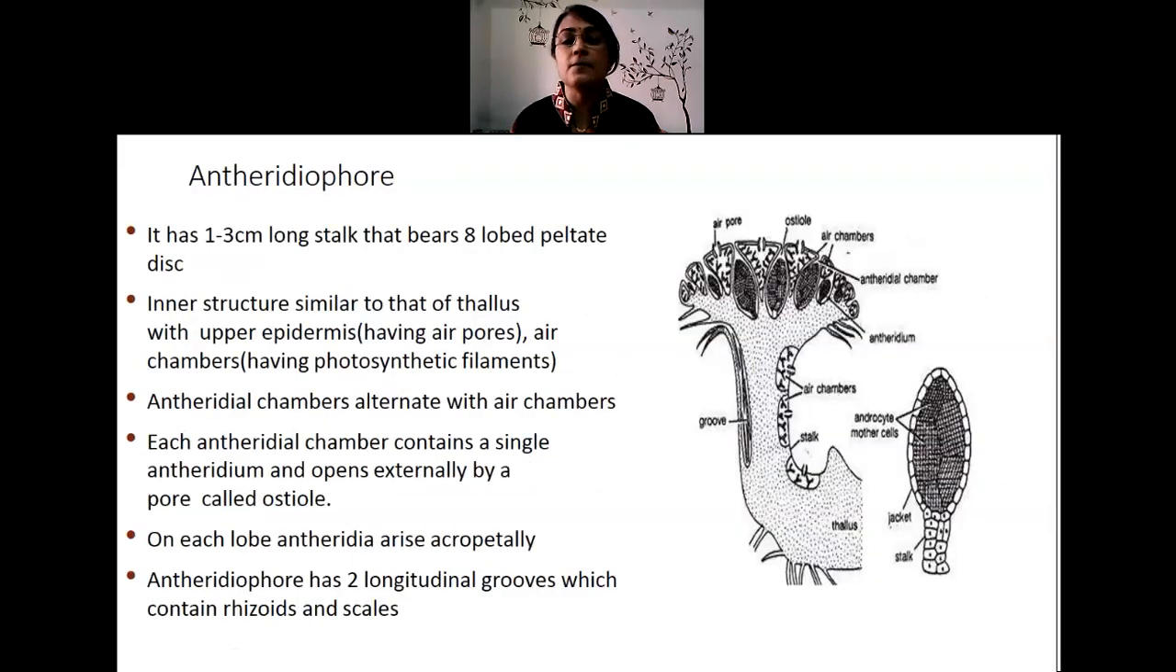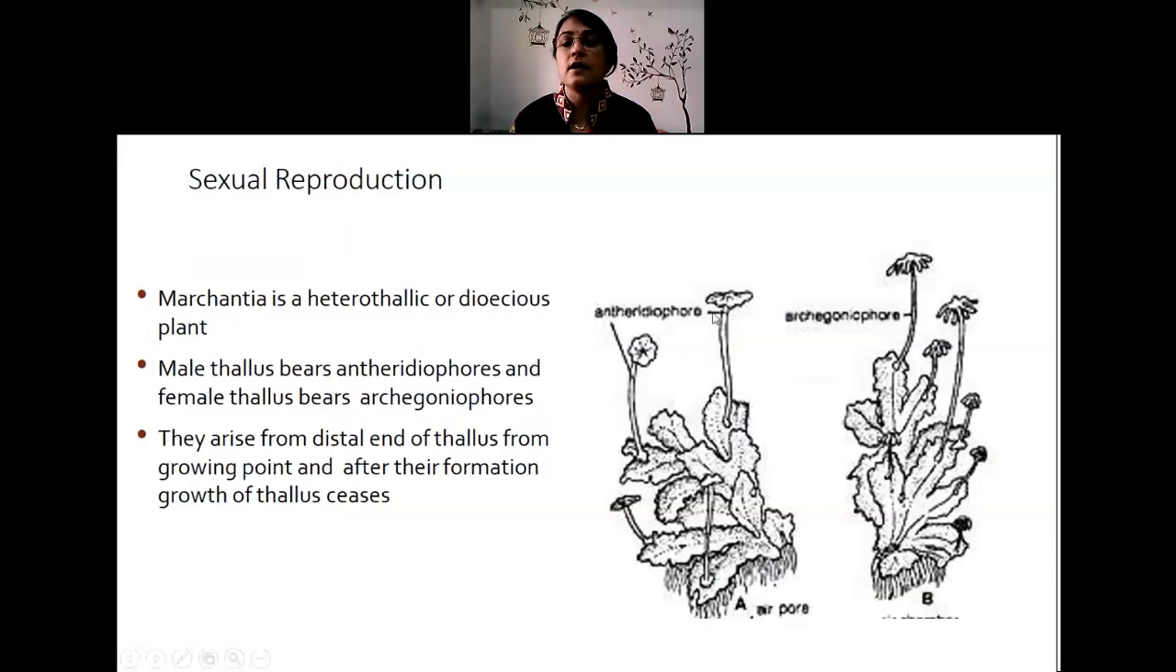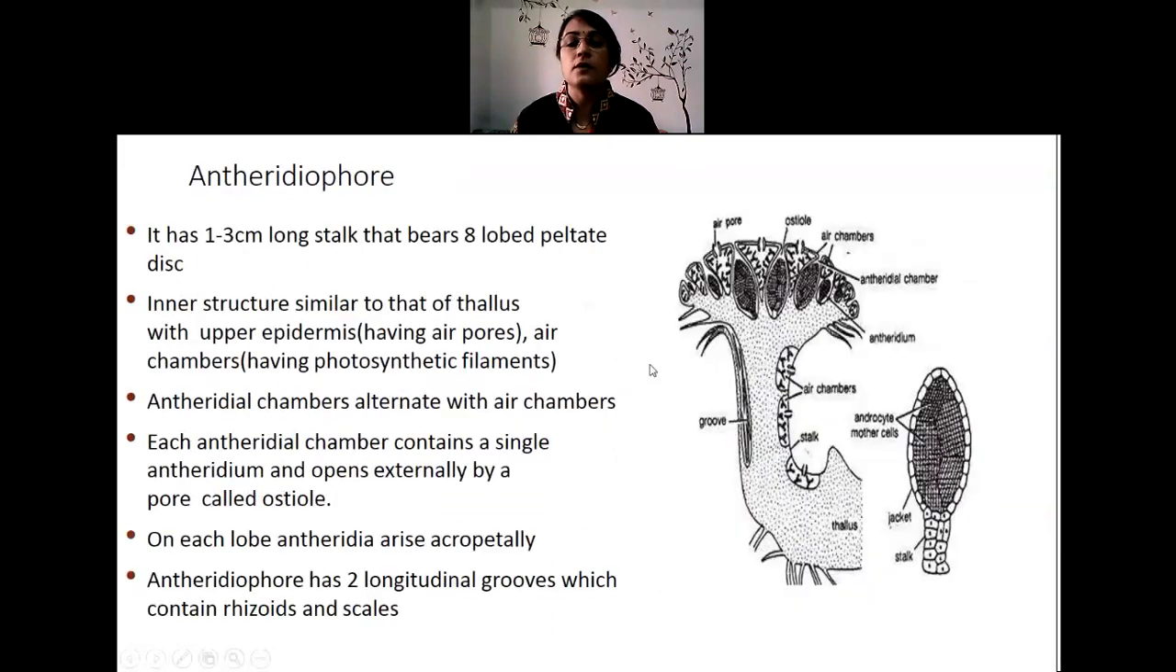Coming to the male reproductive part, that is the antheridiophore, which is usually a 1 to 3 centimeter long stalk and bears an 8-lobed peltate disc. So, if we see it as such, this is an 8-lobed peltate disc of the antheridiophore with a long stalk of 1 to 3 centimeter. Internally, it's similar to the thallus, with an upper epidermis, air chambers, photosynthetic filaments, then the storage region, and there is a rhizoidal groove.